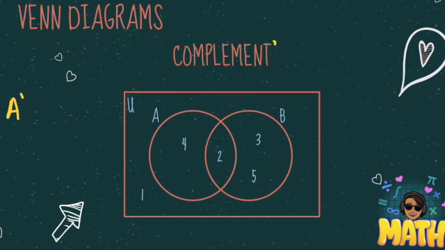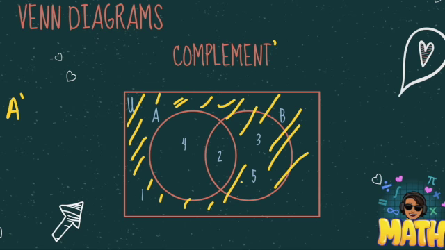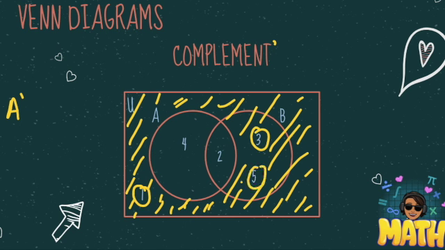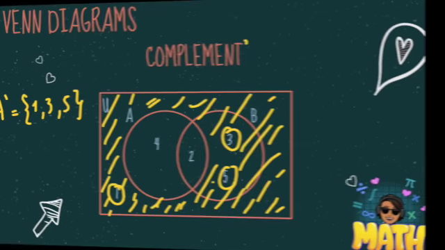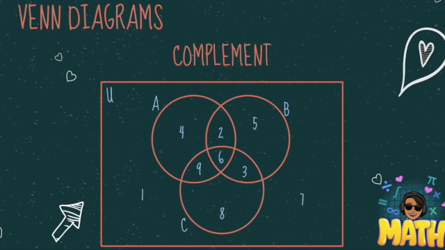In this case, it's everything that is outside A. Everything that is outside A. Okay, it doesn't matter if it is inside or belongs to another set, as long as it does not belong to A. So in this case, the elements that belong to the complement of A are 1, 3, and 5. Okay, so we're going to write 1, 3, and 5. And that's it. Now let's see how we work with 3 sets.